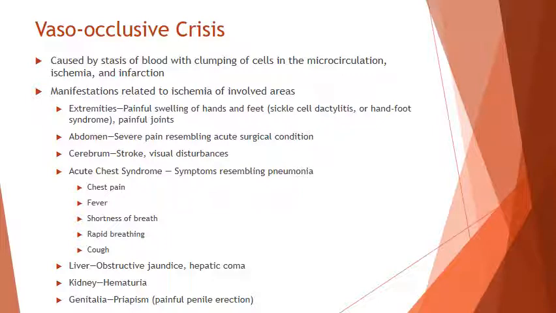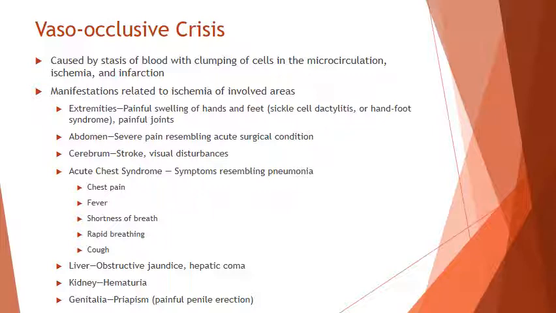In the cerebrum, stroke and visual disturbances can occur. There is something called acute chest syndrome, and this will result in symptoms that resemble pneumonia. They'll have chest pain, fever, develop shortness of breath, rapid breathing, and a cough. So if you have a sickle cell positive patient in your care and they start developing symptoms, and you go, oh, I wonder if he's got pneumonia, your next thought should be, or could he have acute chest syndrome?